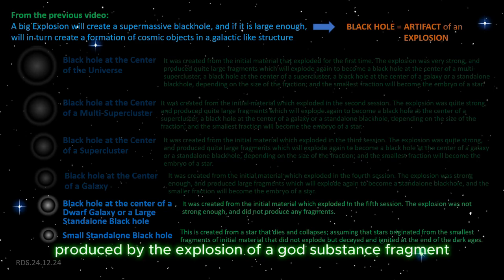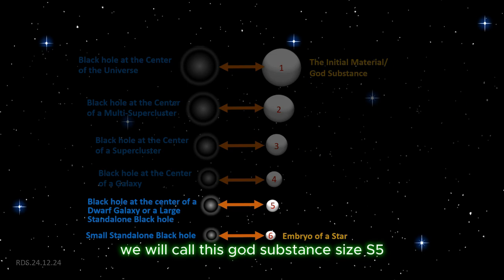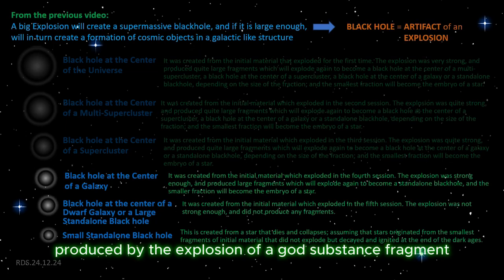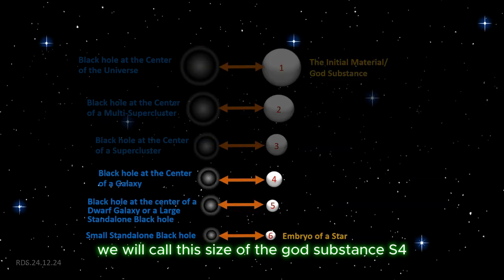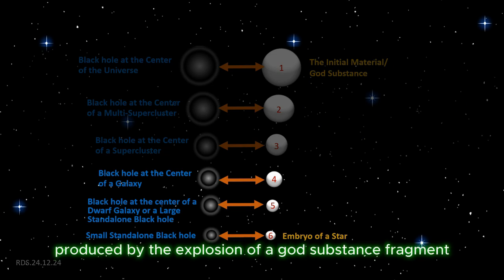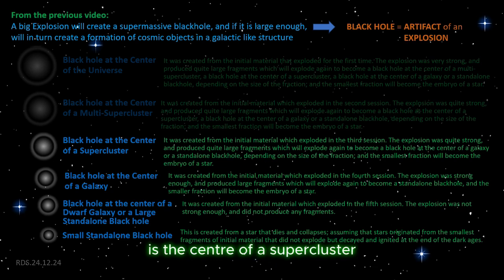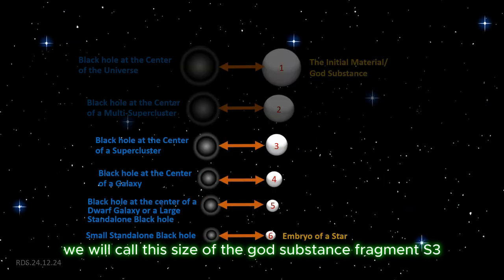The black hole produced by the explosion of a God substance fragment whose size is larger than S6 is the center of a dwarf galaxy and/or a standalone black hole. We will call this God substance size S5. The black hole produced by the explosion of a God substance fragment which is larger than S5 is the center of a galaxy. We will call this size of the God substance S4. The black hole produced by the explosion of a God substance fragment whose size is larger than S4 is the center of a supercluster. We will call this size of the God substance fragment S3.